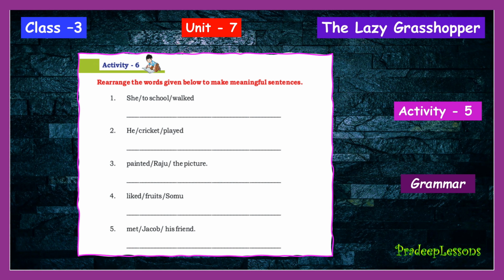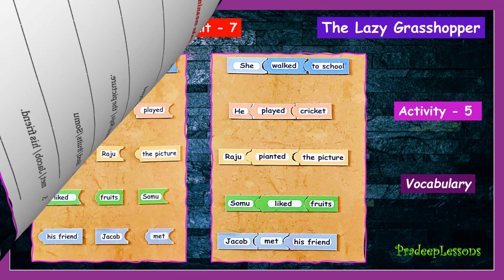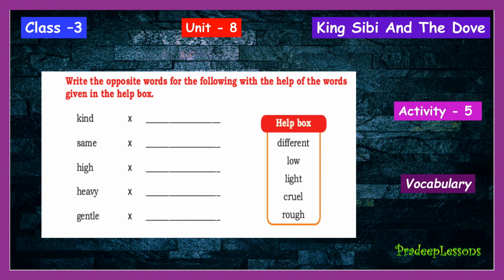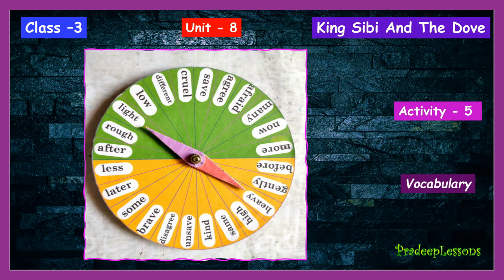Next, my TLM is about making meaningful sentences. For meaningful sentences, I made this type of TLM. Next, my final TLM is about opposite words. For these opposite words, I made this type of wheel TLM.